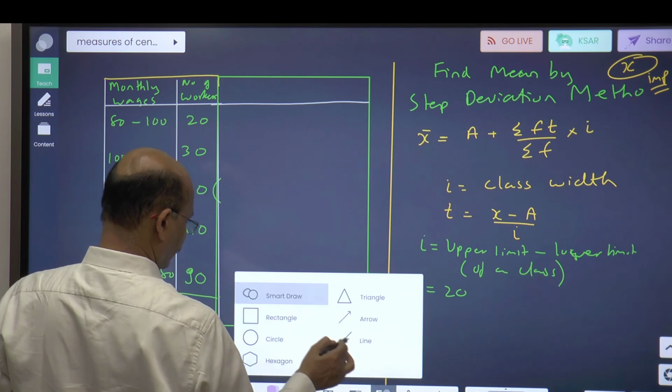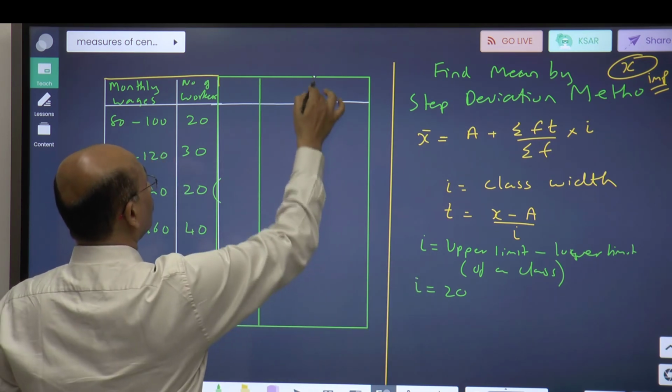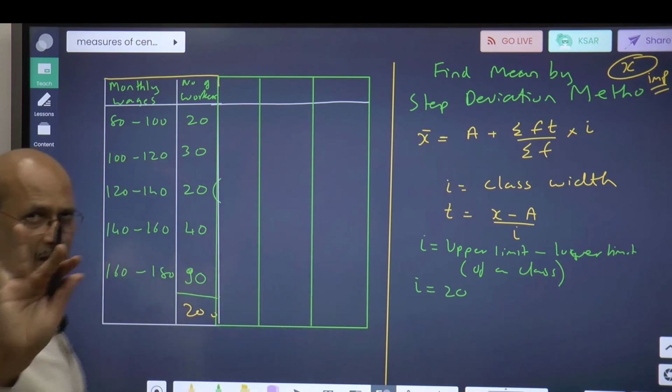Okay, no problem. Just see, very simple working, how I do it.